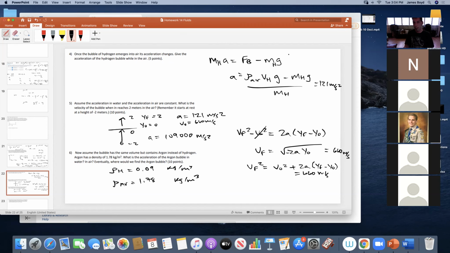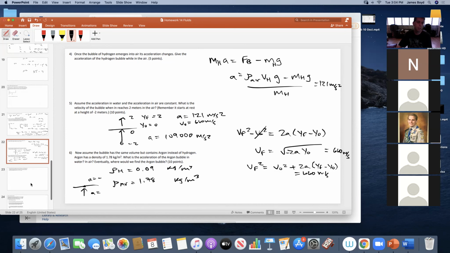Now the acceleration, the buoyant force is actually less than the weight of the argon. So what it's going to eventually end up doing is sitting on the surface. And if you run the numbers, you'll find that for argon, A is still whatever it is. And then when it gets here, A is negative. So it doesn't rise in air because argon's heavier than air. It just sits at the surface.